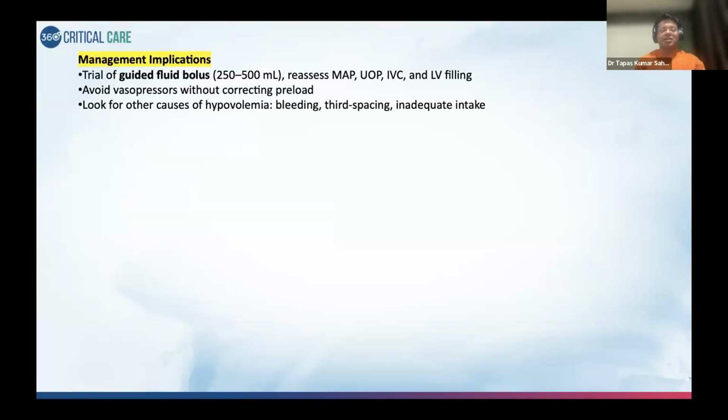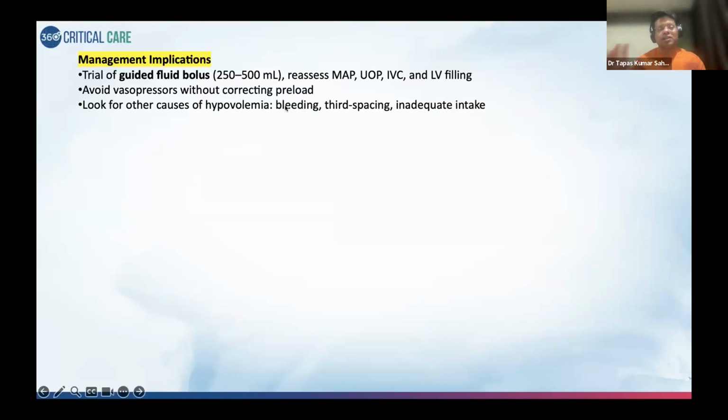So always answer it as a trial of guided fluid bolus or aliquots of fluid bolus, so that the examiner would know why you are using this aliquot guided fluid bolus. That means you know that if I cross a little bit of this Frank Starling curve, I would be doing more harm to the patient.